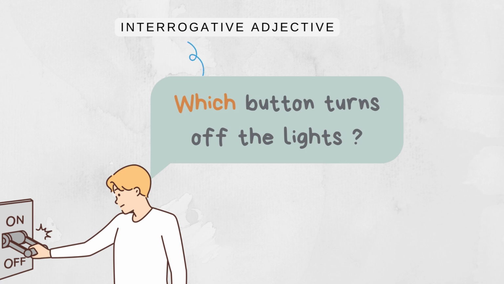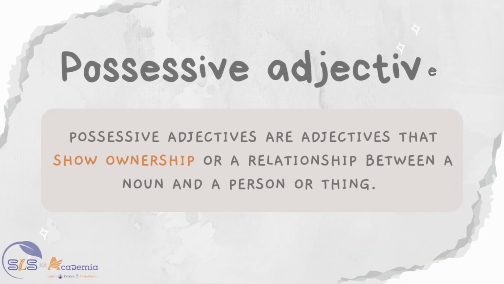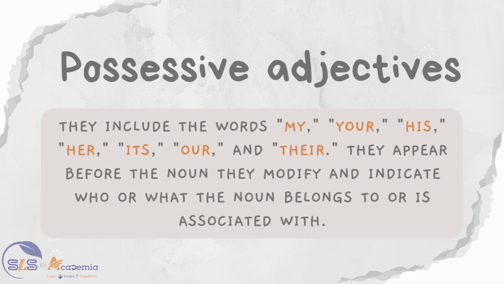Okay, so the next type of adjective that we will be learning is possessive adjective. Possessive adjectives are adjectives that show ownership or a relationship between a noun and a person or thing. They include the words my, your, his, her, its, our, and their. They appear before the noun they modify and indicate who or what the noun belongs to or is associated with.